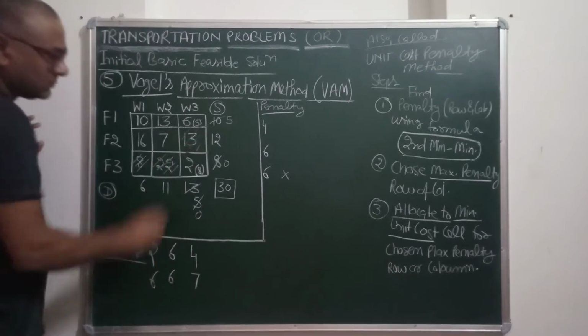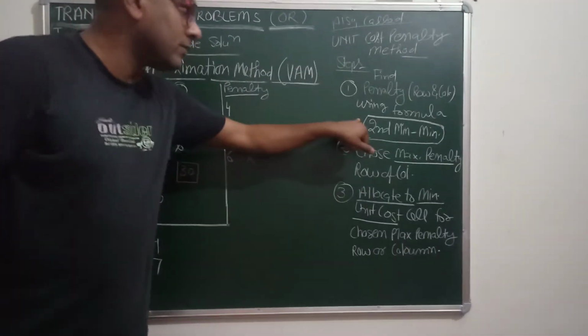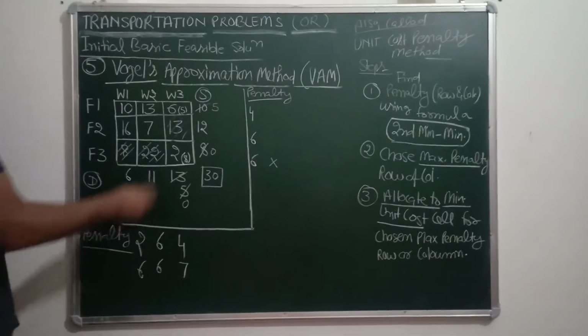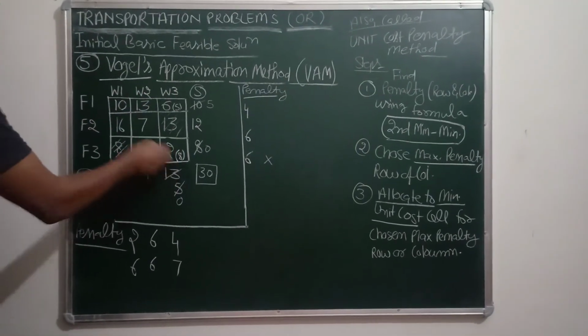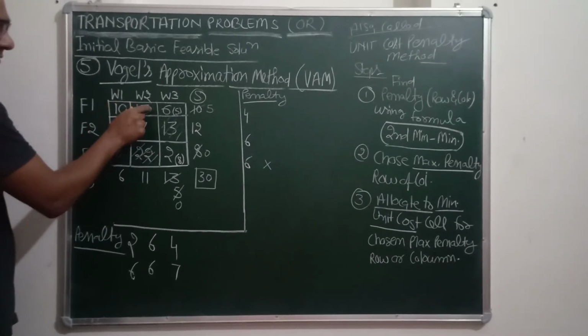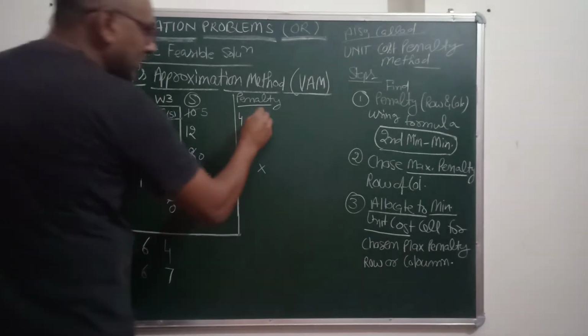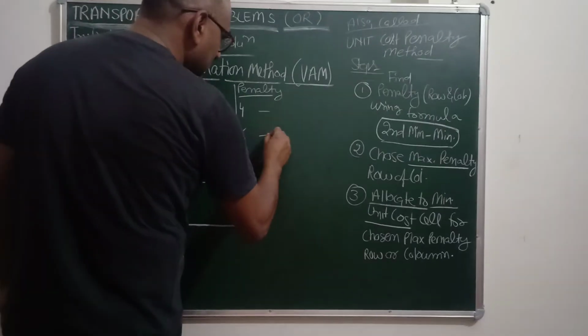Okay, now again we have to move to the first step. We have to find the penalties. Now in this case this column has been eliminated, so the value of penalty will definitely change. Here the minimum value is 10, the second minimum is 13. So subtracting 10 from 13, the value is 3.